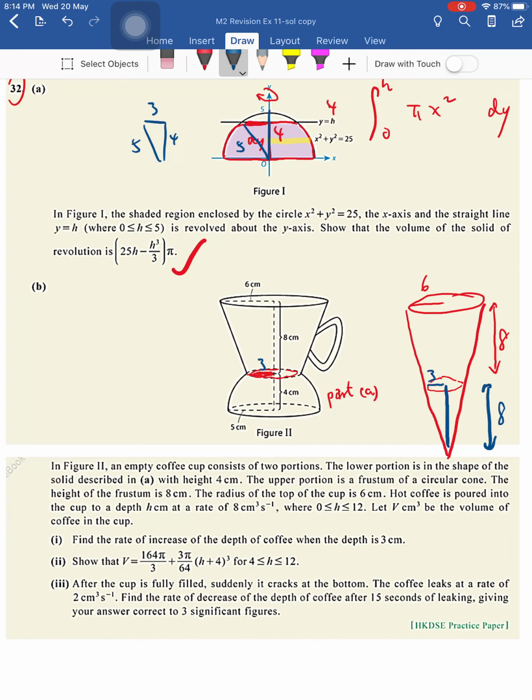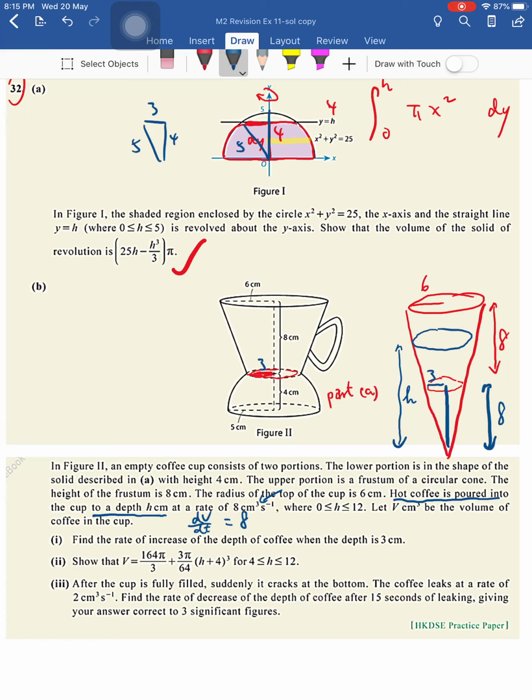But you just cut off this part, and the height is h. That is the water level, maybe here, in the cone. So hot coffee is poured into the cup to a depth h cm at the rate of 8 cm cubed per second. This is not dH/dt, this is dV/dt equals 8, because this is volume, with the unit cm cubed.